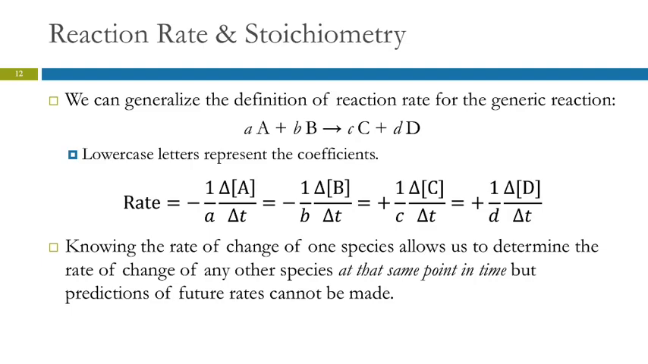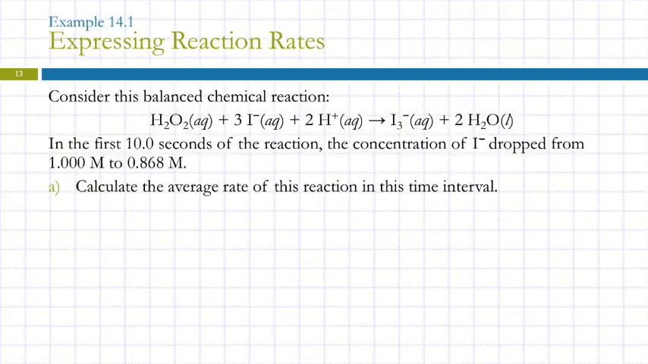So let's do a couple of examples. Consider this balanced chemical reaction. In the first 10 seconds of the reaction, the concentration of iodide drops from 1 molar to 0.868 molar. Calculate the average rate of this reaction in this time interval.